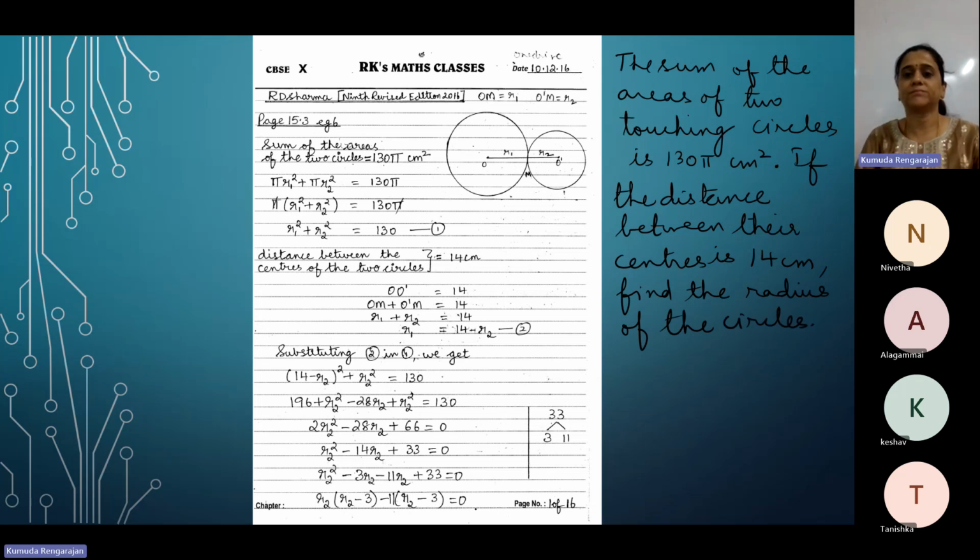There is a question. The sum of the areas of two touching circles is 130 pi centimeter square. If the distance between their centers is 14 centimeters, find the radius of the circles.